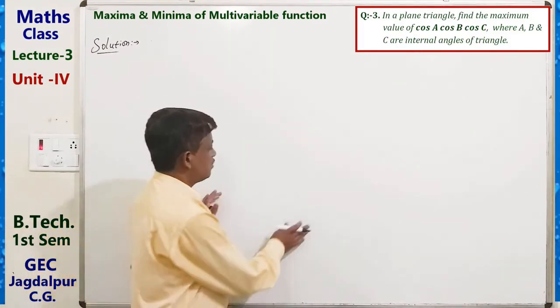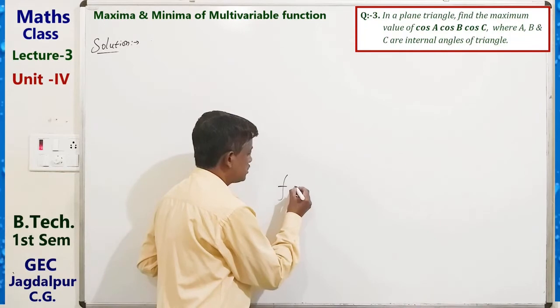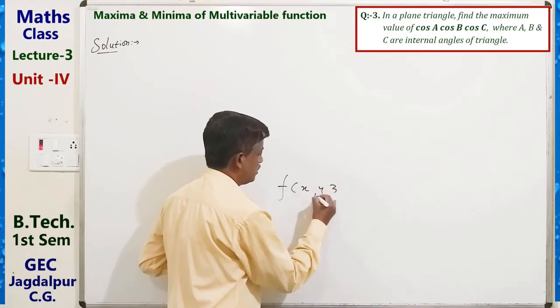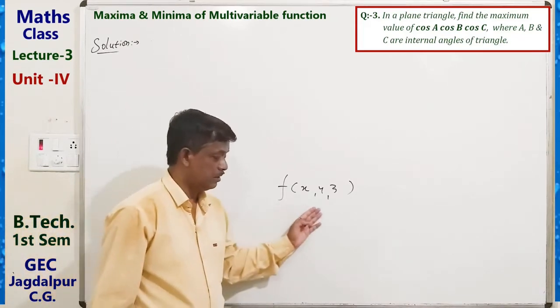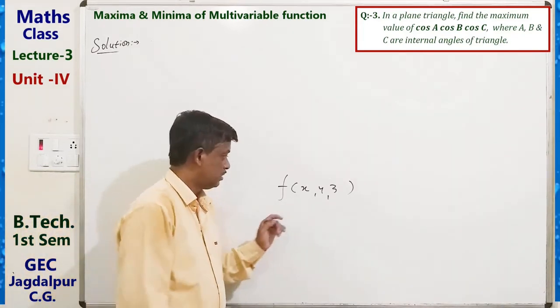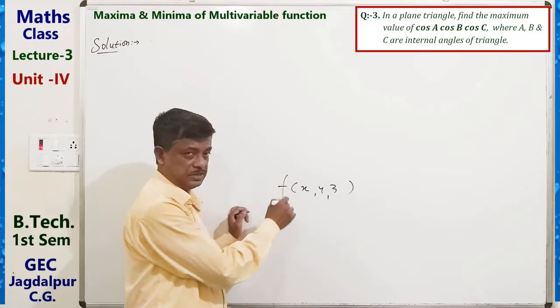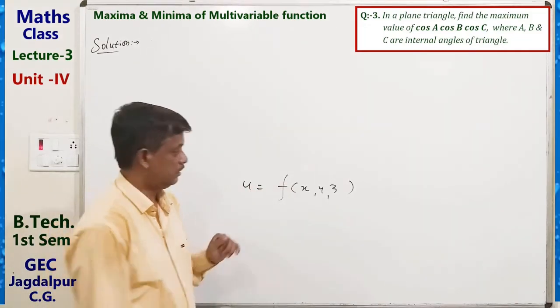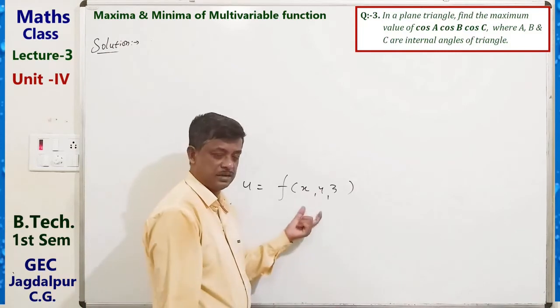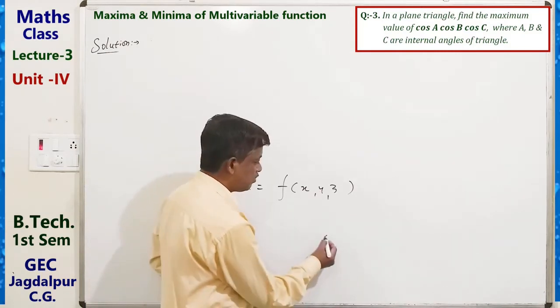Suppose sometimes there is a function of x, y, z, a function of three variables, and these three variables are also connected by some relation.